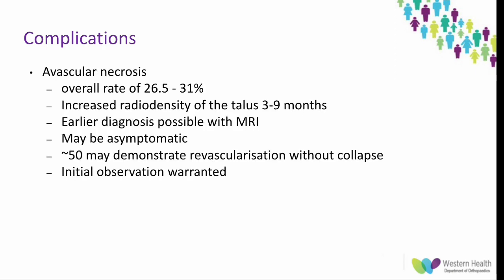Another significant risk is the risk of avascular necrosis. The overall rate is around 25 to 30%. This can be picked up on x-rays at the sort of 3 to 9 month mark with increased radiodensity of the talus. It's possible to diagnose earlier on MRI, however this may not actually change your management. Some of the avascular necrosis can be asymptomatic, and maybe even up to 50% may demonstrate revascularization without collapse. So the initial recommendation is for observation.